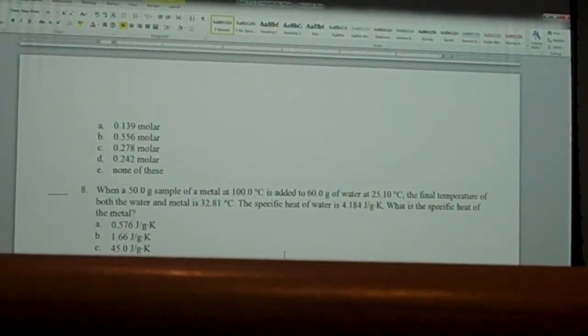Delta T. Q equals C delta T, or C S delta T, specific heat times change in temperature. So if you know that equation, that'd be an easy one to do. Okay? Do you need me to do this question, yes or no? Yes. Okay, let's do this.